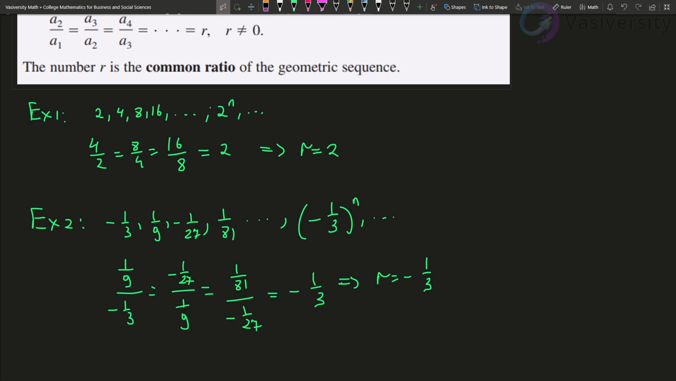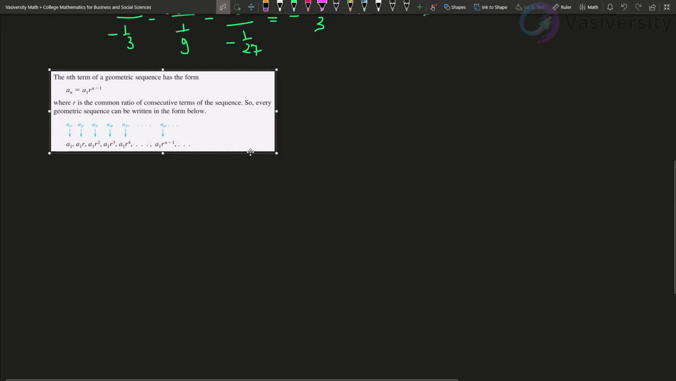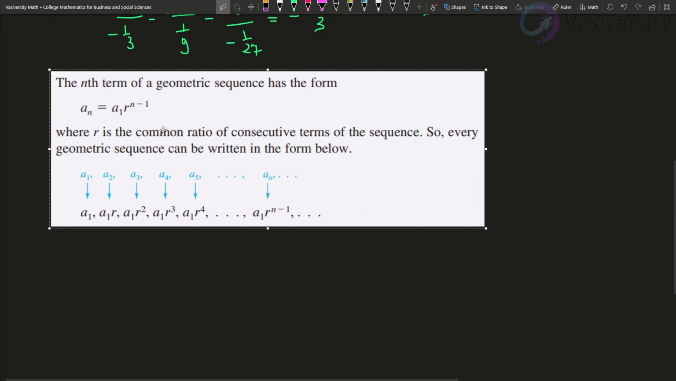So the nth term of a geometric sequence has the following form: a sub n is equal to a1 times r to the power of n minus 1, where r is the common ratio of consecutive terms of the sequence. So every geometric sequence can be written in the form below. This is the form that we're going to be using.